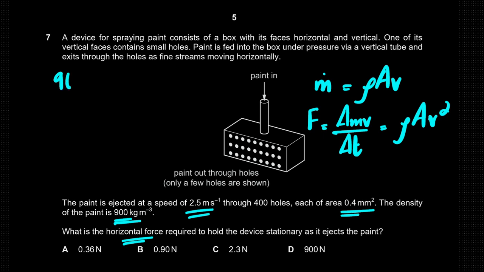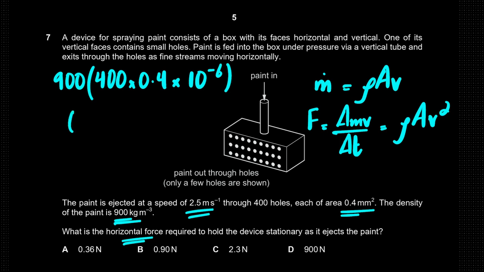Rho here is 900. Area of all of these holes, so 400 times 0.4, and there's the mm square. So to convert it into meters, because 1 millimeter would be 10 to the negative 3. This is a square, so there is going to be a 10 to the negative 6 here, and there's going to be times 2.5 squared as well. So when you solve this, you will get the answer for the force is 0.9 newtons.